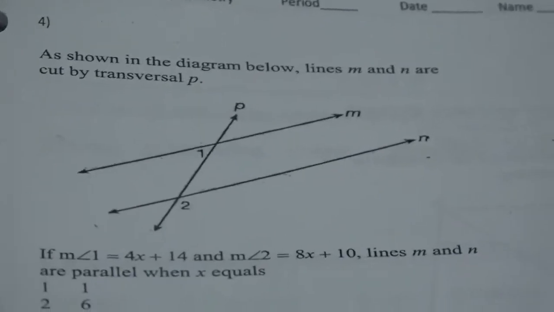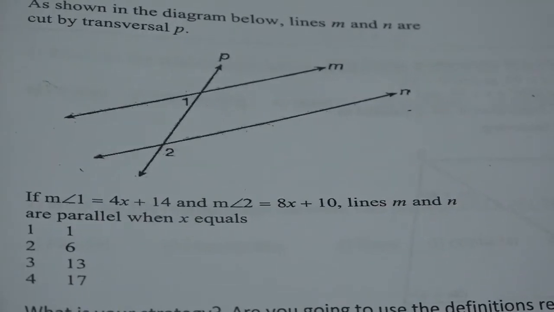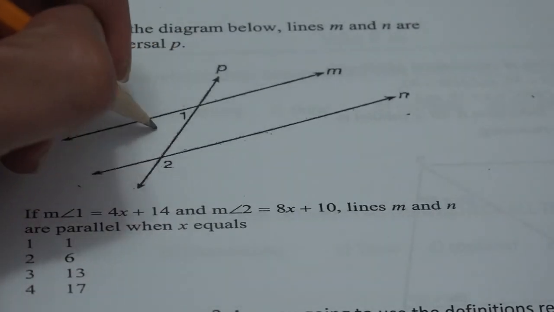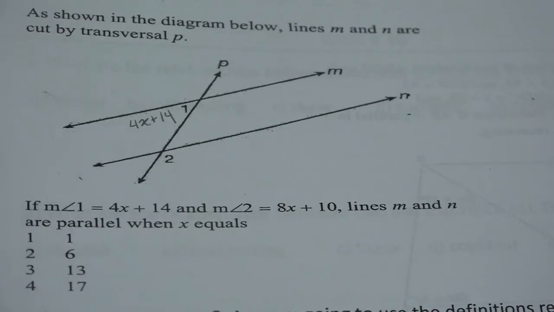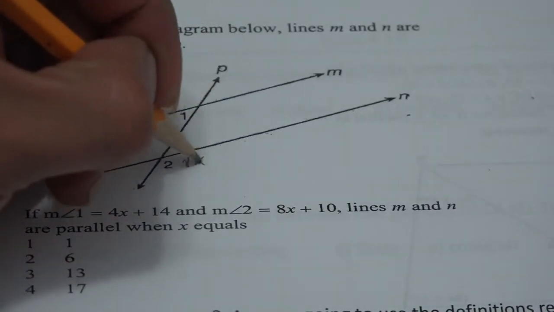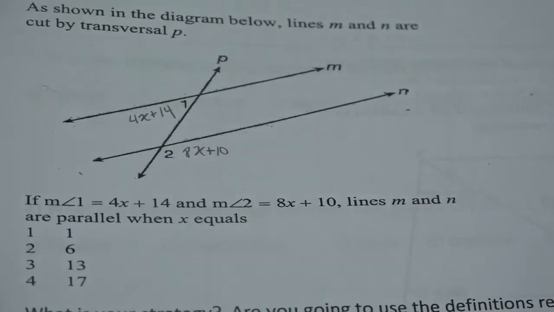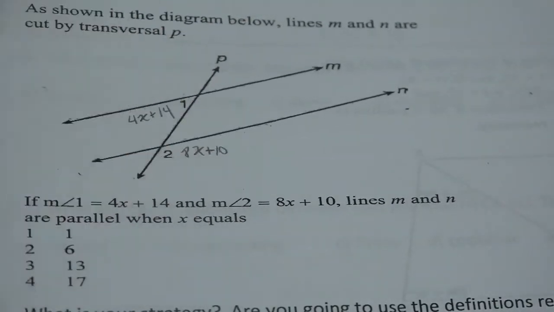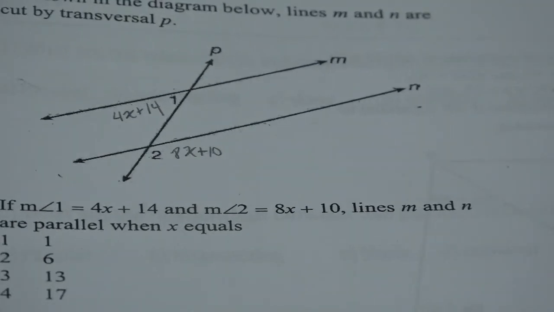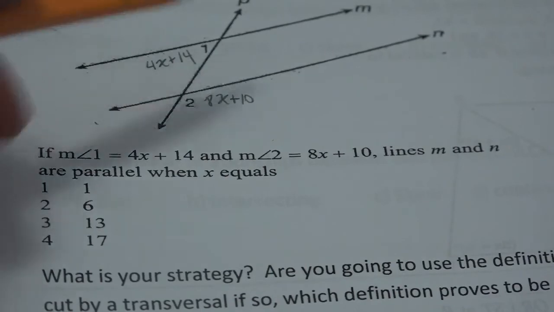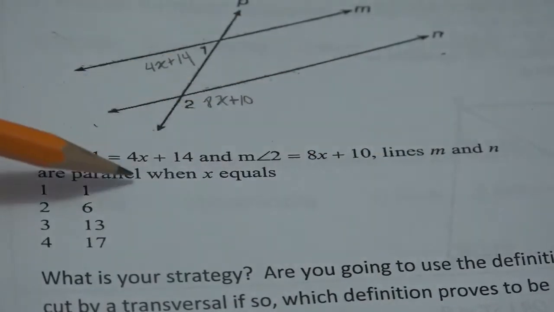As shown in the diagram below, angle 1 is 4x plus 14. So this is 4x plus 14. Angle 2 is 8x plus 10. Okay then. So, question. Lines M and N are parallel when x equals.